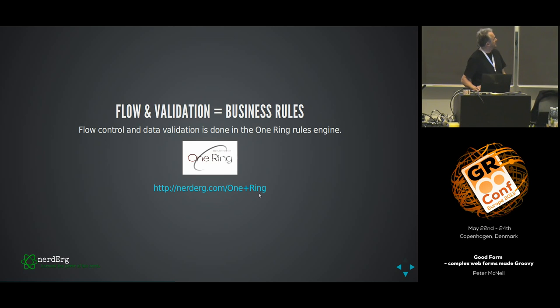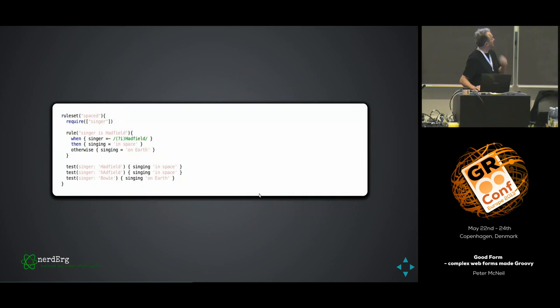So just to give you an idea of how that works, here's a simple rule. Here we've got a rule set called spaced, and we require a fact which is singer. Here we go. So we require a fact which is singer, and here we've got a rule. So when the singer is, and there's a regular expression, Hadfield, then singing equals in space. Otherwise, singing equals on Earth.